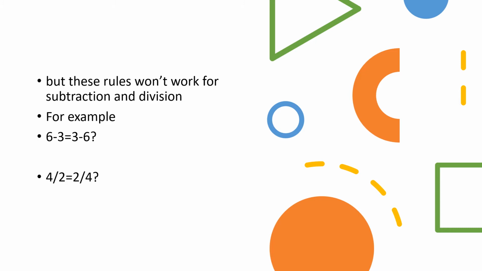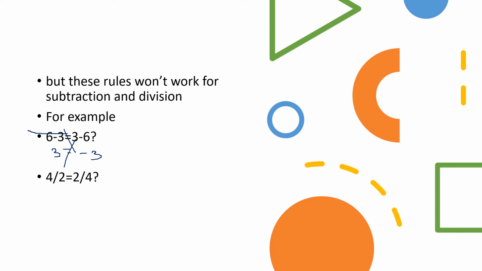These rules work for addition and multiplication because order doesn't matter, but these rules won't work for subtraction and division because order does matter. And here is the proof for that. For example, if we had 6 minus 3, that is 3. But if we had 3 minus 6, that's negative 3. And 3 and negative 3 aren't the same thing. So this equation is proved to be false.